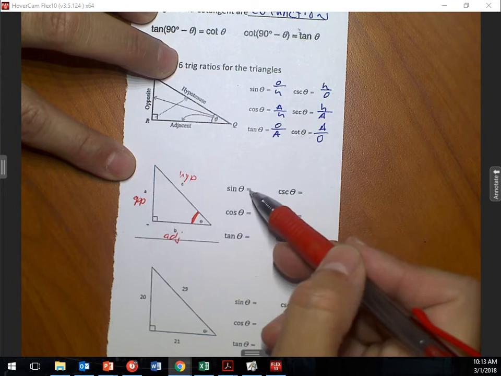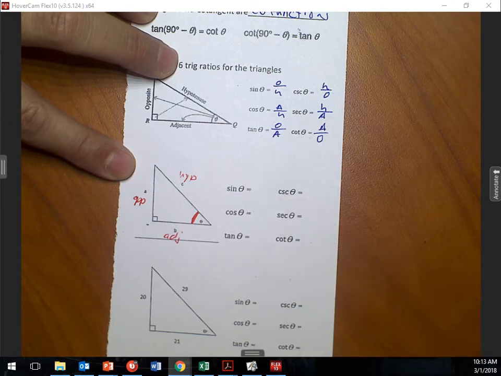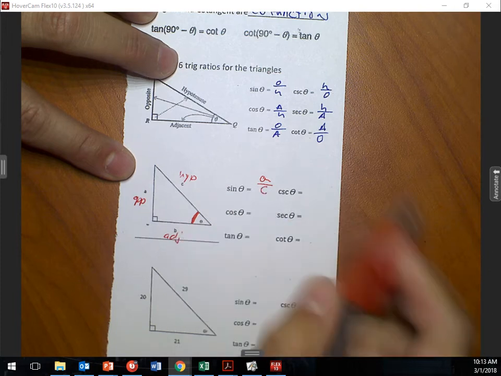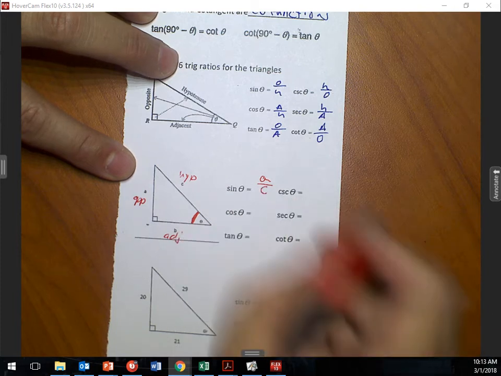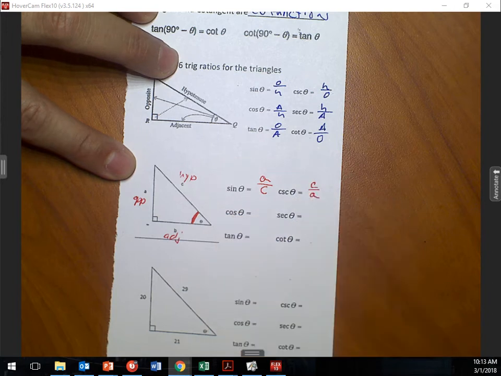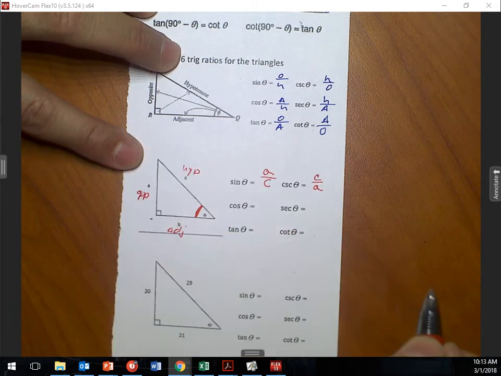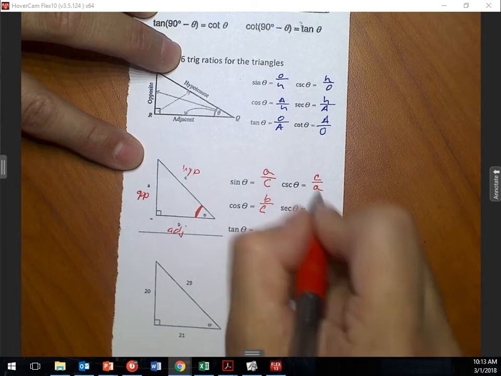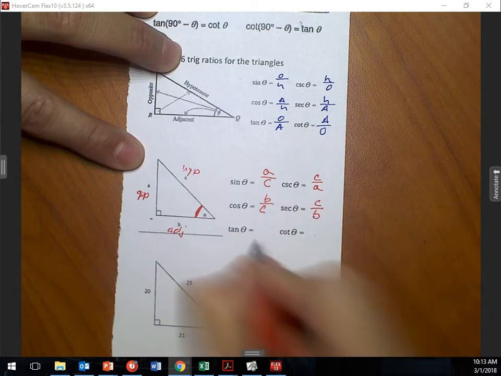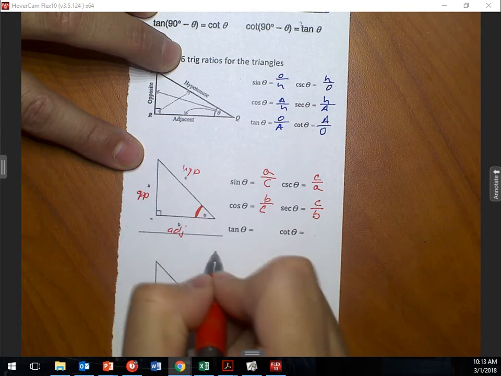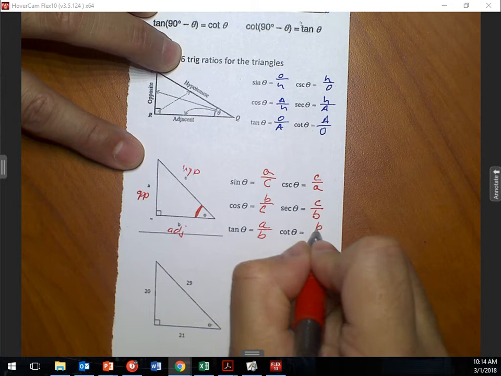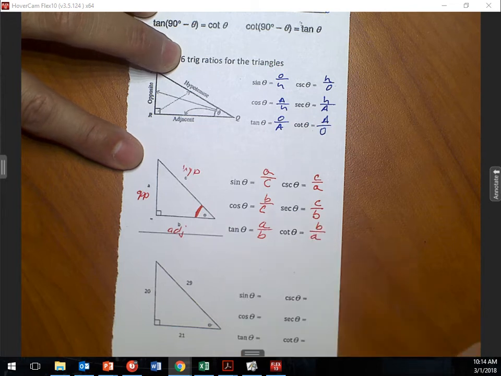So sine theta is what over what? A over C. Very good. Cosecant theta is C over A. Cosine is B over C. Very good. And secant, C over B. Tangent, A over B, right? Cotangent, B over A. Is it very easy? Yes. Okay, good.